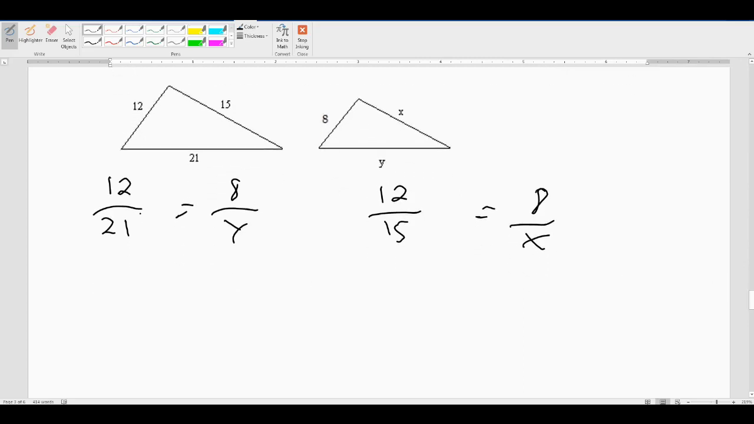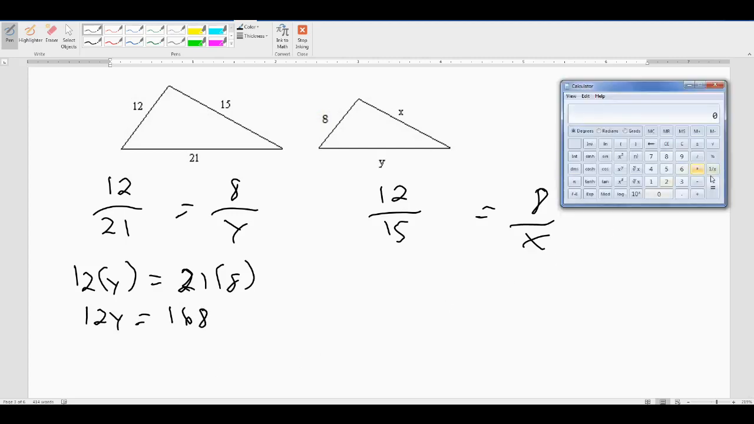So I'm going to solve each of these equations by cross multiplying. That's the reason why I did the cross multiplication examples. So I'm going to do 12 times Y equals 21 times 8. 12 times Y is 12Y. 8 times 21 is 168. Once again, does not hurt to check. 21 times 8, 168.